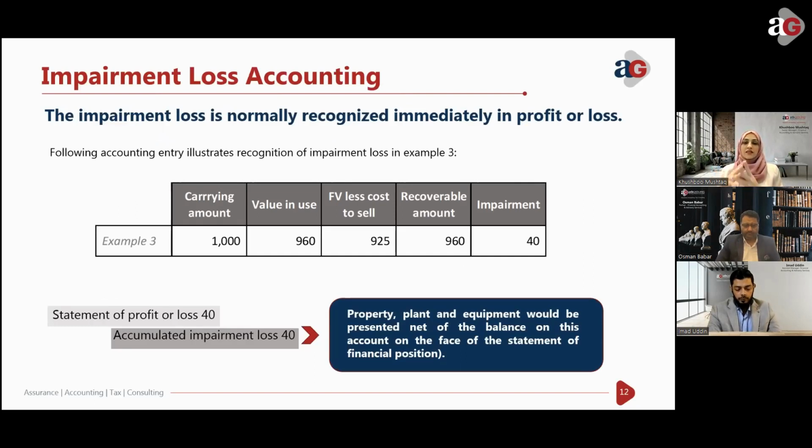So let's take our third example whereby our recoverable amount was the value in use and we got an impairment of 40. What shall be the accounting entry for this?